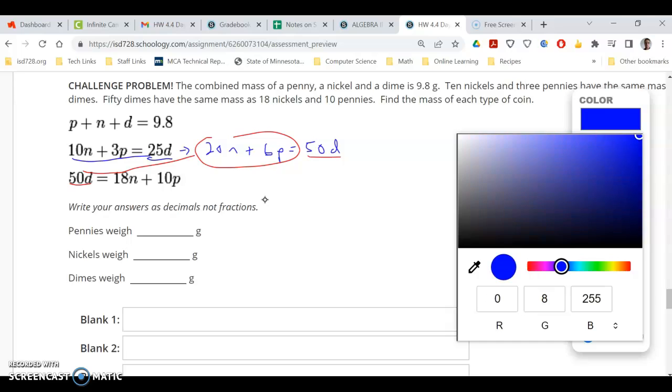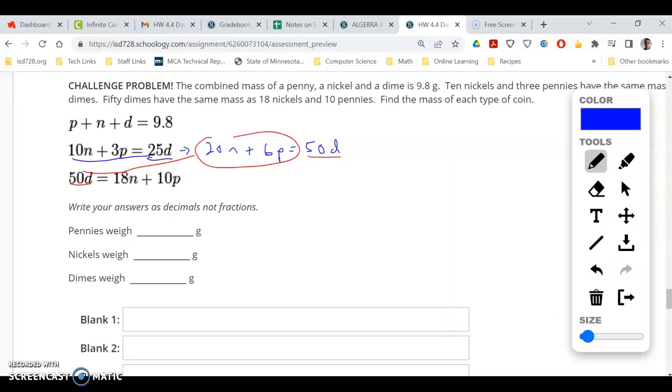Sorry for the bad handwriting. My computer is so slow, it apparently can't handle this. But I'm going to take out the 50 dimes down here and replace it with 20 nickels plus 6 pennies, which equals the other side, 18 nickels plus 10 pennies. Now I'm going to clean this up a little bit. I'm going to take away 18 nickels from both sides. And so we have 6 pennies on one side, and on the other side, we just have 10 pennies.